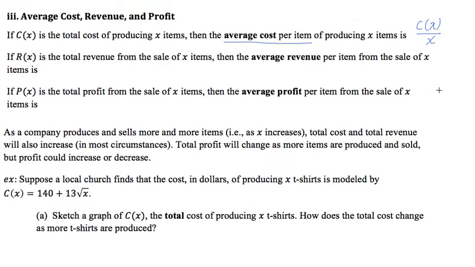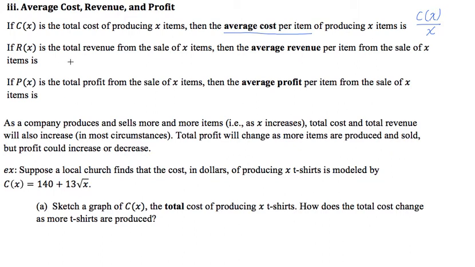Okay, if R of X, capital R, is the total revenue from the sale of X items, then the average revenue per item from the sale of X items would be capital R divided by X. It's your total revenue divided by the number of items that you sold. And similarly with profit, if capital P of X is the total profit from the sale of X items, then the average profit per item from the sale of X items is capital P of X divided by X. Okay, we're going to look at multiple graphs and quantities and look at how they change, and then we're going to find the rate of change of the average cost per item.